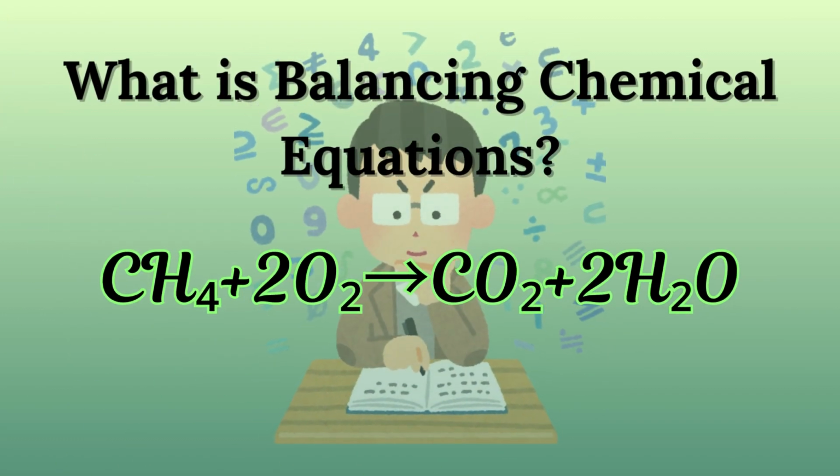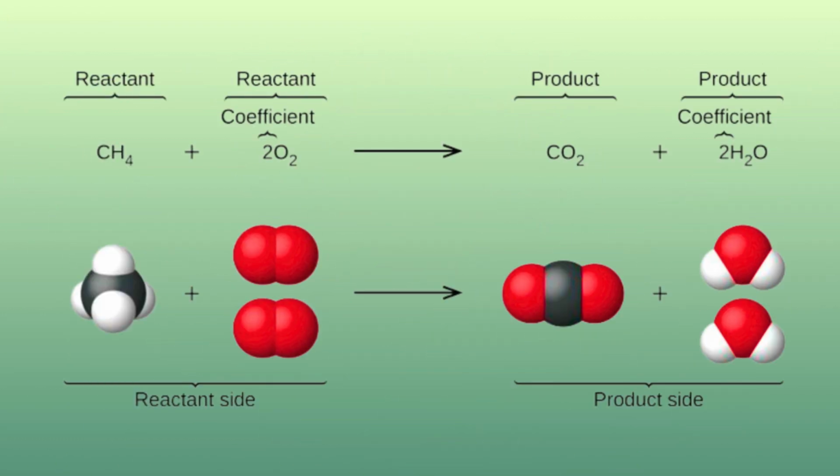What is balancing chemical equations? Balancing chemical equations is the process of ensuring that the number of atoms of each element is the same on both the reactant and product sides of the equation. This is done to conserve mass and satisfy the law of conservation of matter.